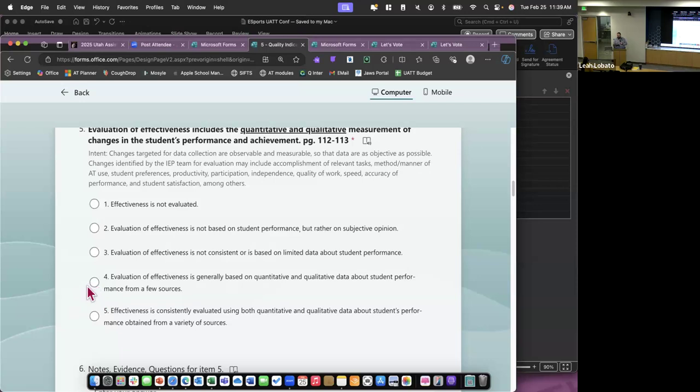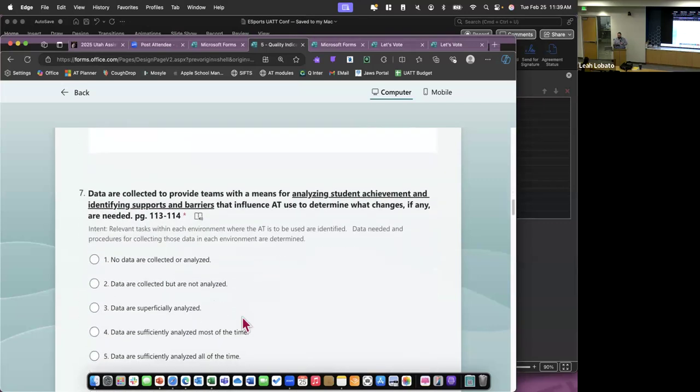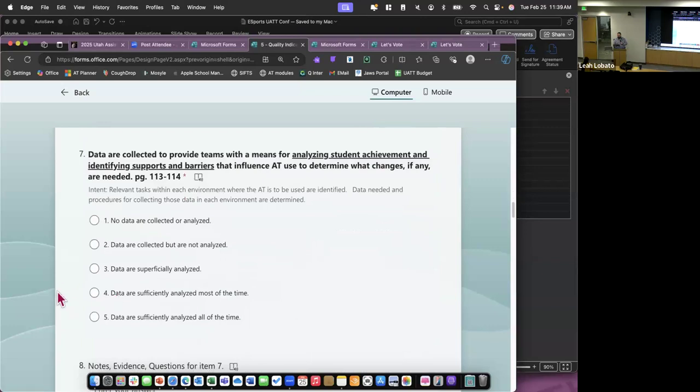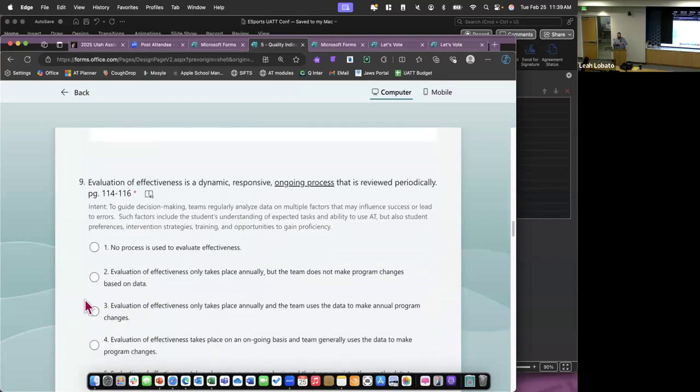So I'm going to give us a quantitative and qualitative, I'm going to give us a 4 on that one. And I'm going to go to data are collected to provide teams with a means for analyzing student achievement and identifying supports and barriers that influence. I'm going to say we're not doing a great job of analyzing our data. Don't tell anyone yet. Don't tell my boss, they're not here today.